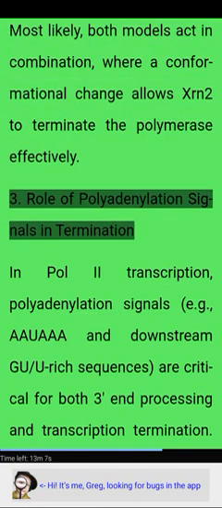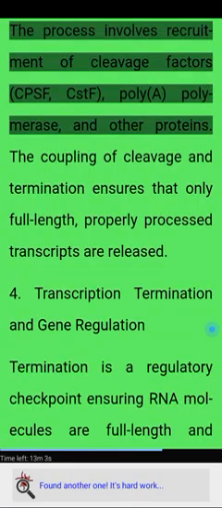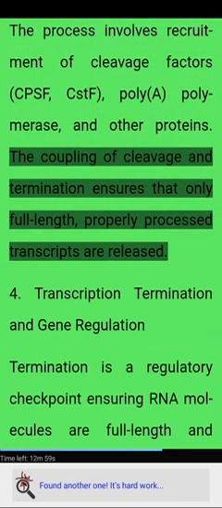3. Role of polyadenylation signals in termination. In Pol II transcription, polyadenylation signals, e.g., AAUAAA, and downstream GU-rich sequences are critical for both 3' end processing and transcription termination. The process involves recruitment of cleavage factors CPSF, CSTF, poly A polymerase, and other proteins. The coupling of cleavage and termination ensures that only full-length, properly processed transcripts are released.